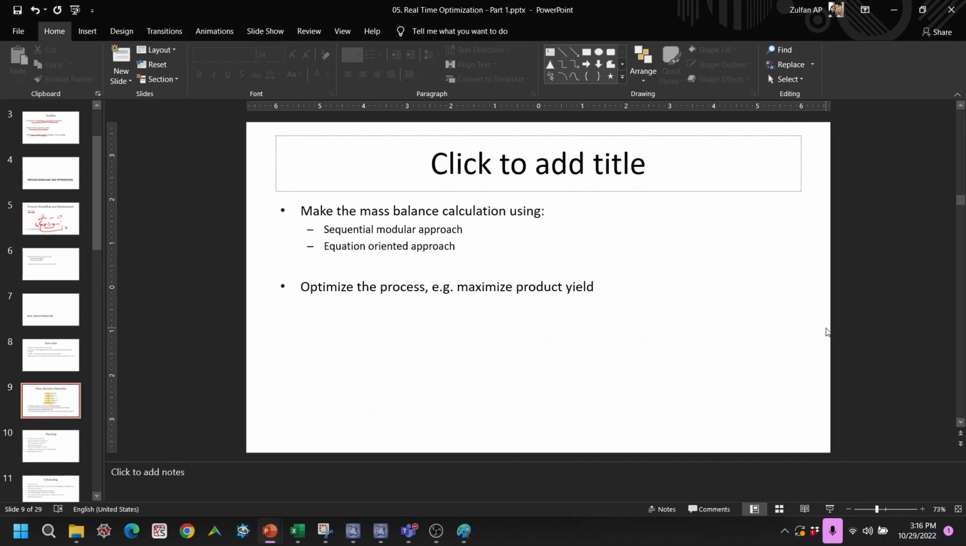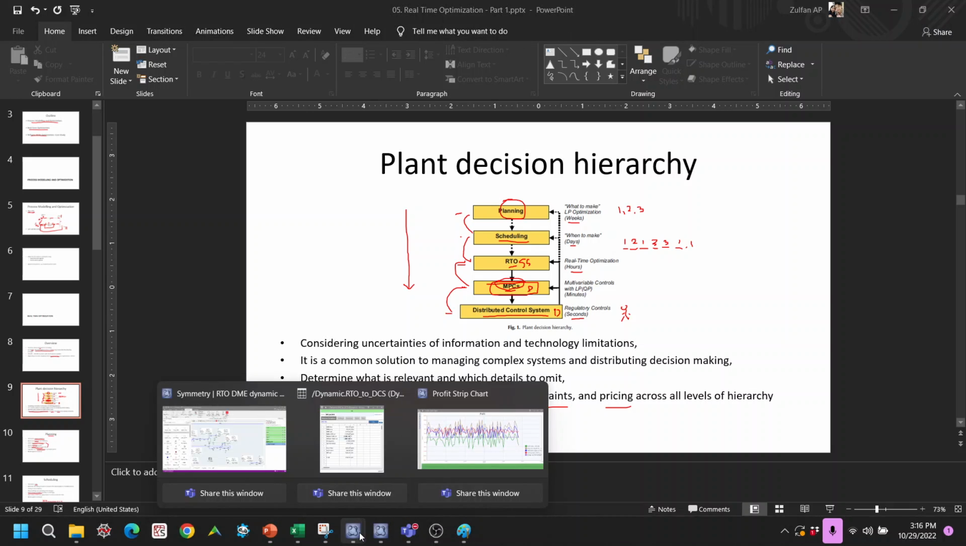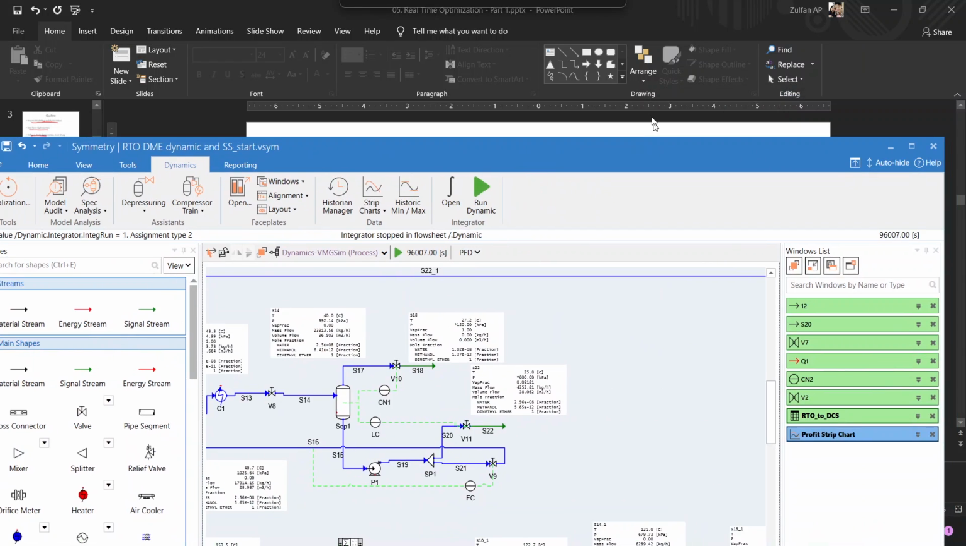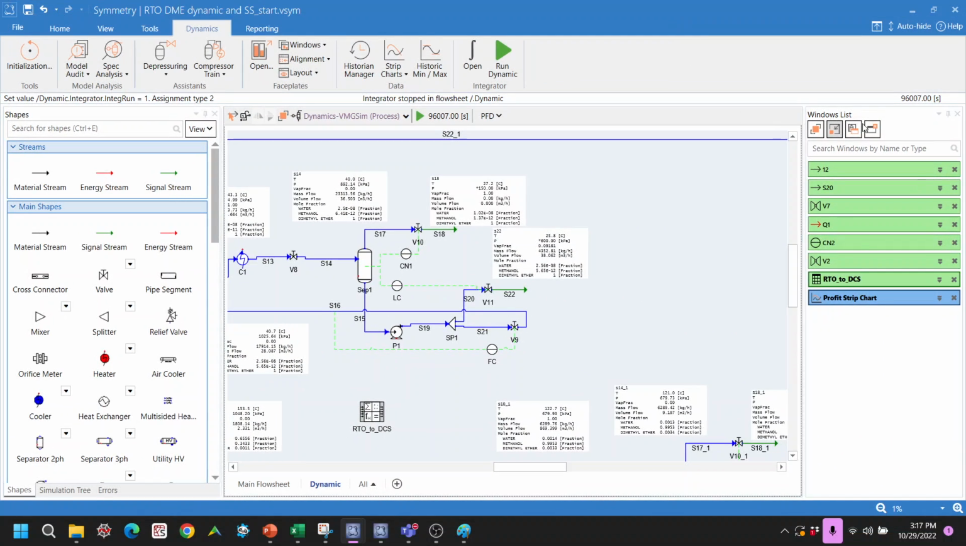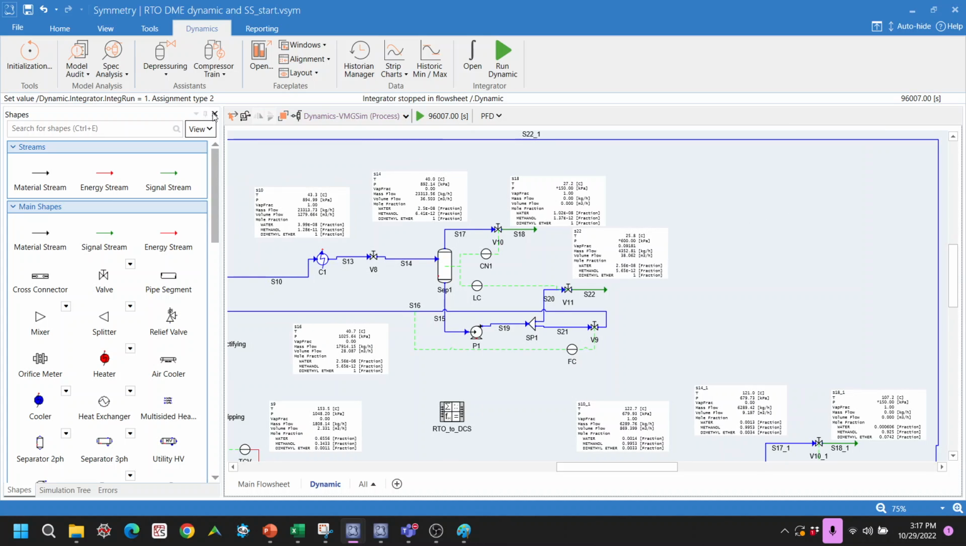I will show you a simplified version of reality, which is this. So I have a model. I cannot see the screen. One minute. Can you see my screen? Only the slide. So I have a model. This is not a refinery model, because I don't have a refinery model for this case.